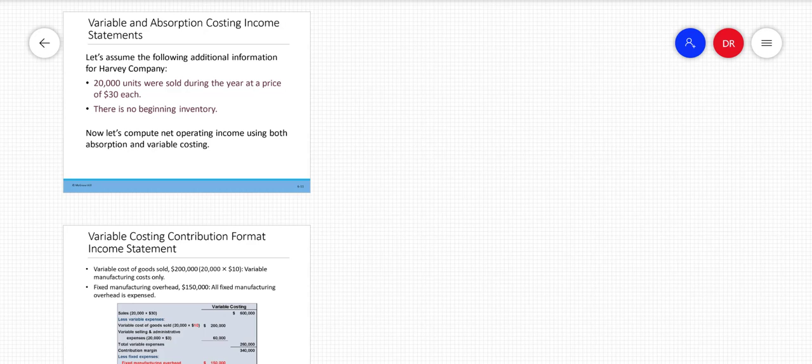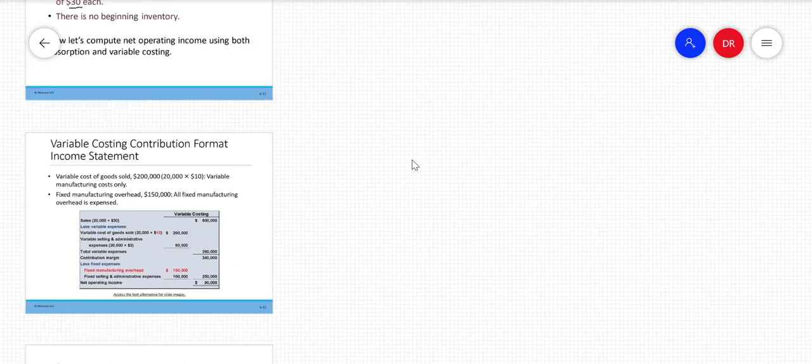Now, here's another assumption. Let's assume the following additional information for Harvey. 20,000 units were sold during the year at a price of $30 each. There is no beginning inventory. Now we're going to do net income using both approaches, and I want to show you this difference.